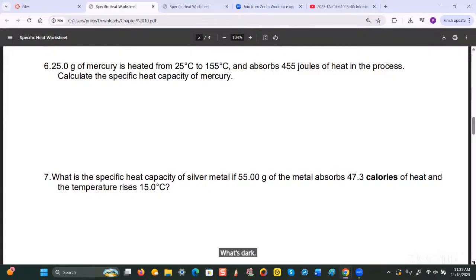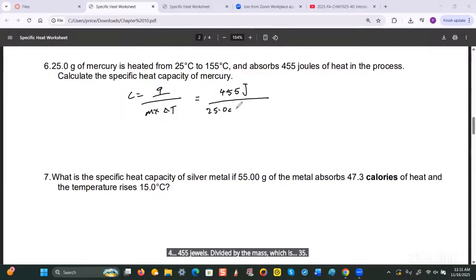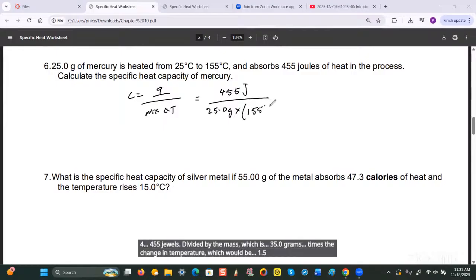Start. Okay, so C is equal to Q over M times delta T, all right? Okay, so what's Q? 455 joules divided by the mass, which is 25.0 grams, times the change in temperature, which would be 155 degrees Celsius minus 25 degrees Celsius.